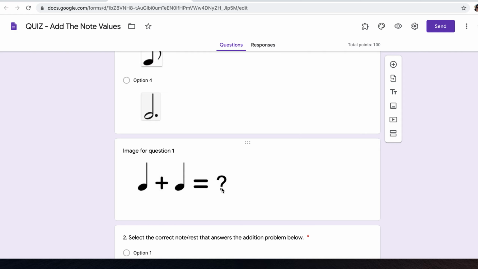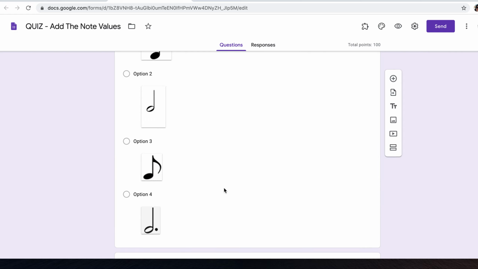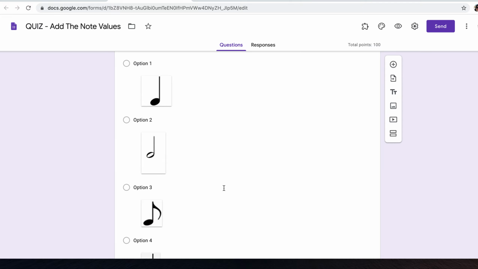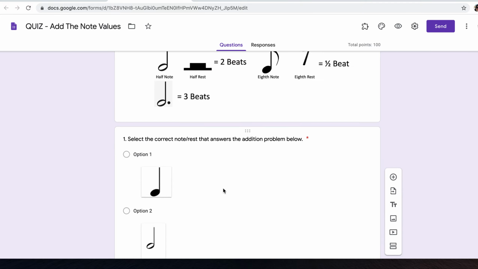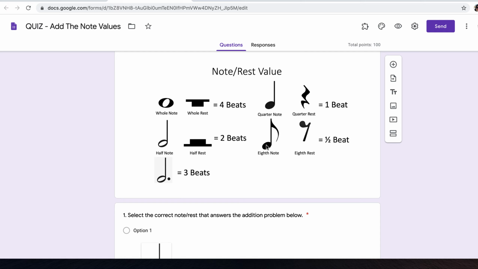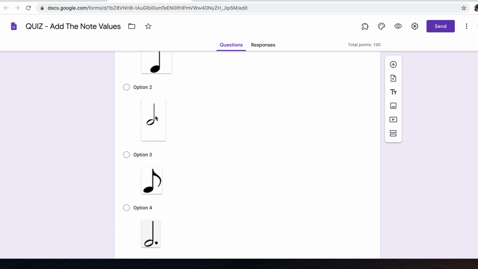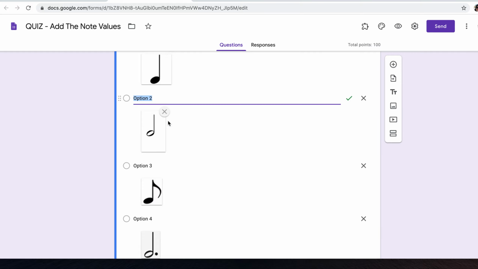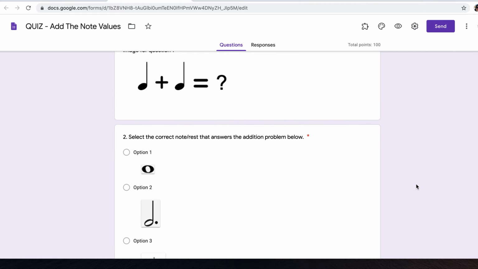That's exactly right. Now we need to look up here to see which note gets 2 beats. Well, if you're not sure, you can refer back over here to your chart. Half note gets 2 beats. So let's find a half note. There it is. So that's where you would pick right there. Option 2. Okay? All right. So let's go to the next one.